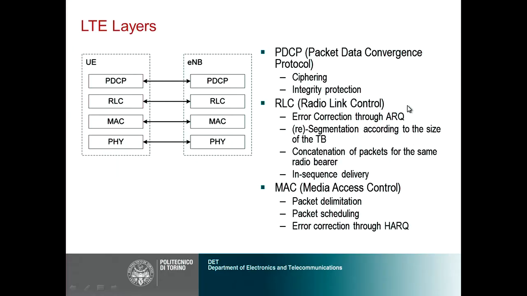The media access control, the MAC layer, is the one that instead is providing the delimitation of packets, so adding headers to the packets and doing error correction using fast ARQ. You see that there are two ARQs being done here. This ARQ is done on a transport block level, so you retransmit whole chunks of data. Hybrid ARQ done at the MAC layer is much finer.